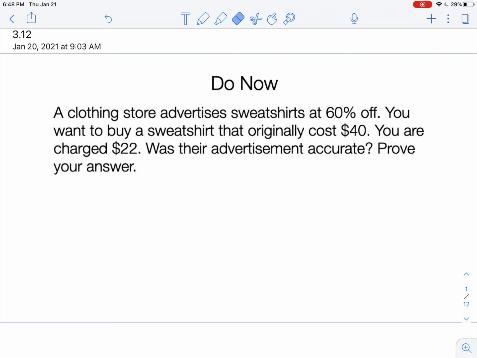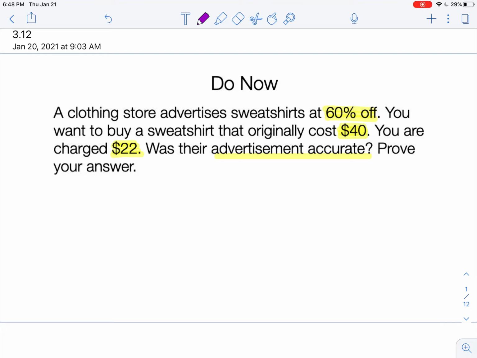So the Do Now says a clothing store advertises sweatshirts at 60% off. I'm going to go ahead and highlight that key information. We know it's 60% off. And you want to buy a sweatshirt that originally cost $40. So the original cost was $40. You're charged $22. So the question is, was their advertisement accurate? Prove your answer.